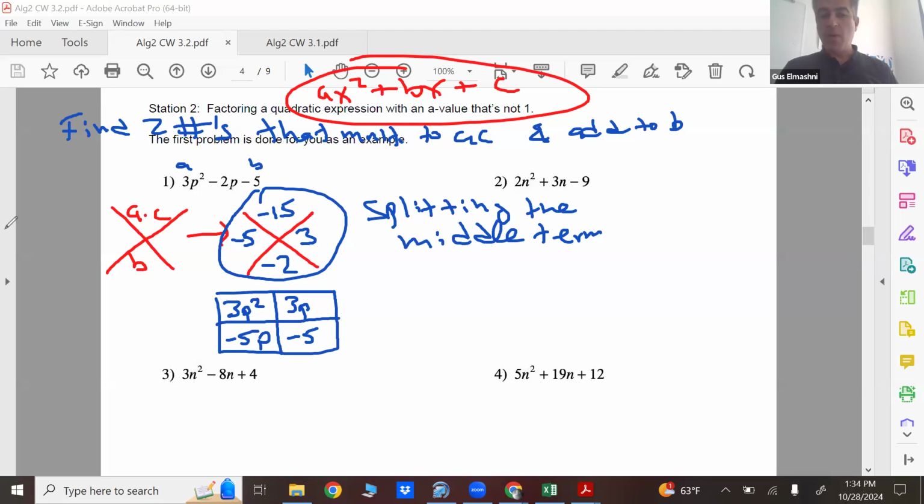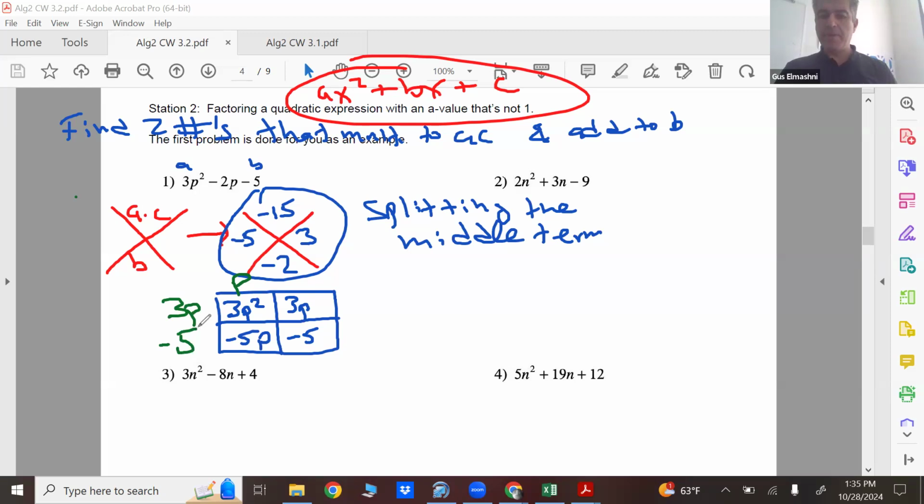Now, what you do is you locate what is common in the first row. What do they share in the first row? 3p, 100%. So you put 3p. Then this has to be p, because p times 3p gets me 3p squared. The one I'm going to put on the lower left side.